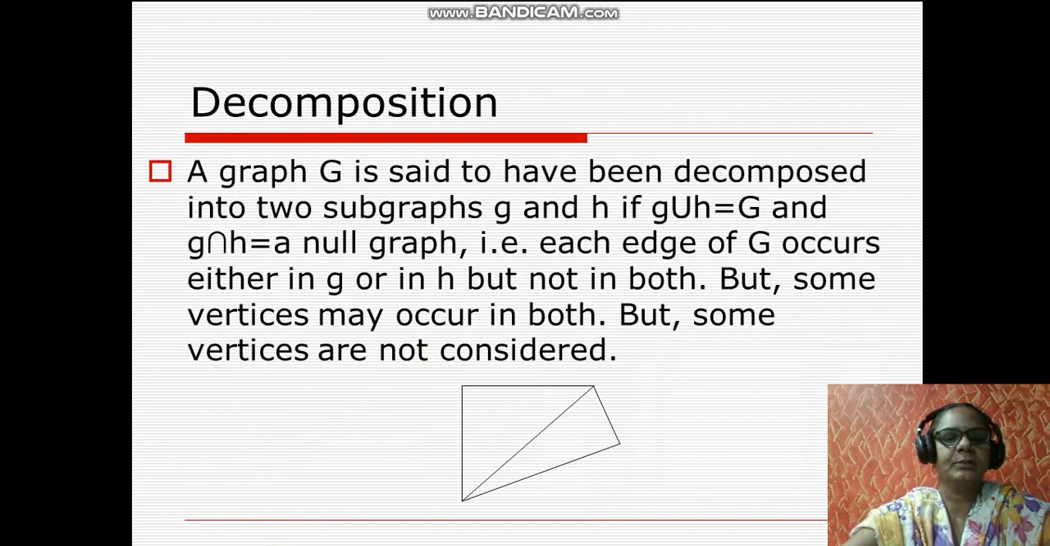Now the decomposition of the graph. A graph G is said to have been decomposed into two subgraphs G and H if G union H is equal to G and G intersection H is equal to a null graph. That is, each edge of G occurs either in G or in H, but not in both. But some vertices may occur in both, but some vertices are not considered.